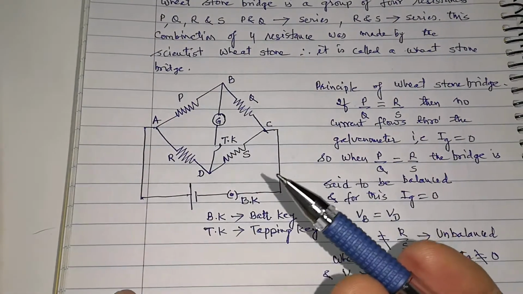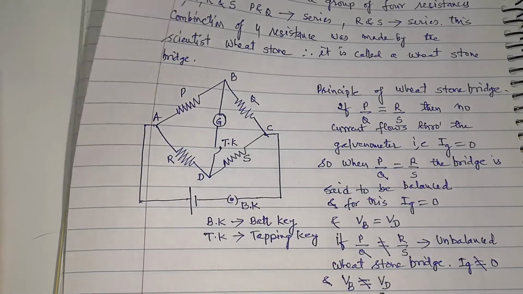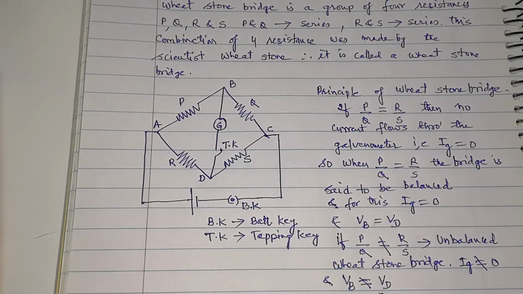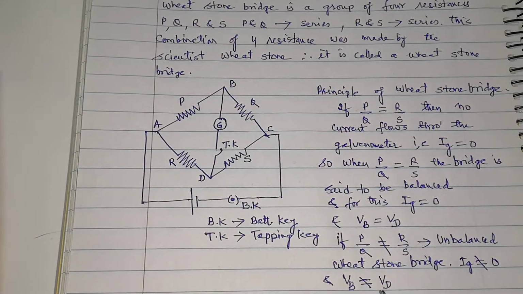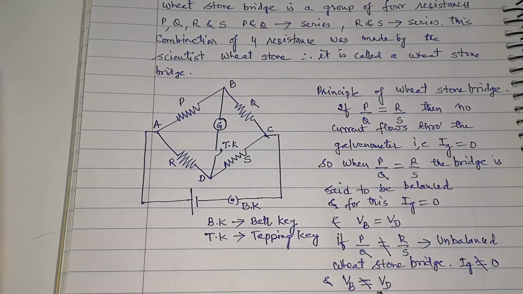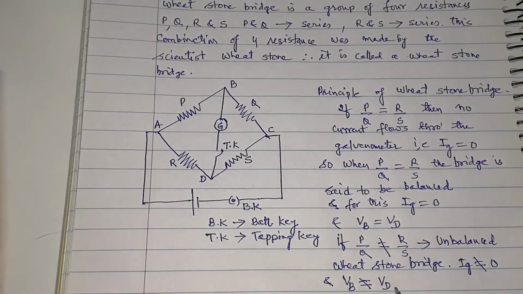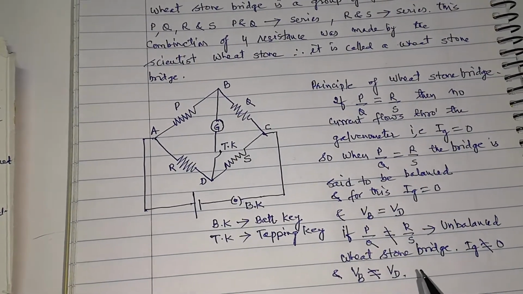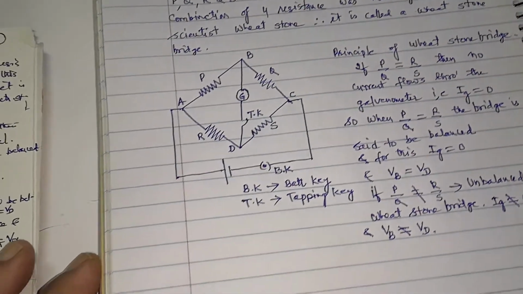So the bridge may be balanced or the bridge may be unbalanced, but the balanced Wheatstone bridge is much more useful for us, because when we have P upon Q equal to R upon S, then with this condition of the balanced Wheatstone bridge, we can find out one unknown resistance if other three resistances are known. Now let us derive the condition of balanced Wheatstone bridge.